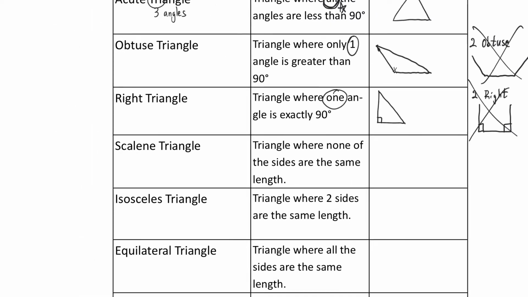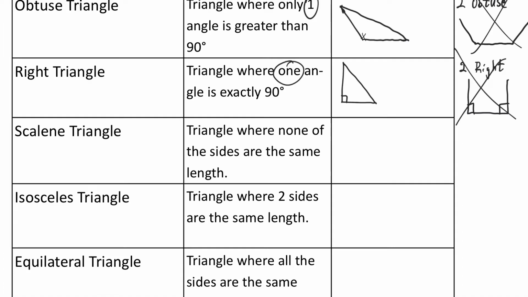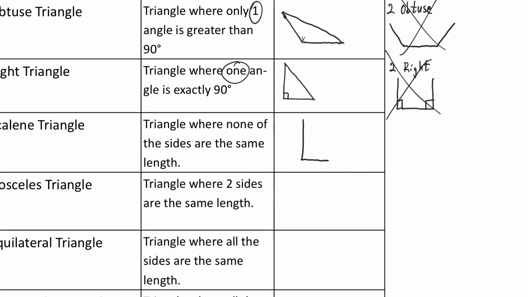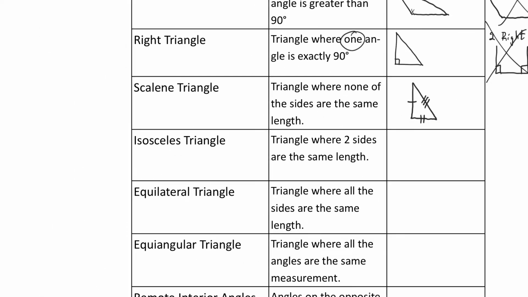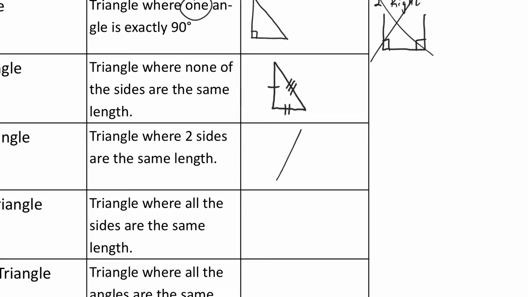Okay, next, scalene. So what's a scalene triangle? Okay, it's a triangle where none of the sides are the same length. So it's like this, where this is one length, this one is a different length, and this one's a different length. So none of the sides are the same length on a scalene. Okay, what's an isosceles triangle? Okay, a triangle where two sides are the same. So it's like this. This one and this one are the same length, but then this one's a different one.